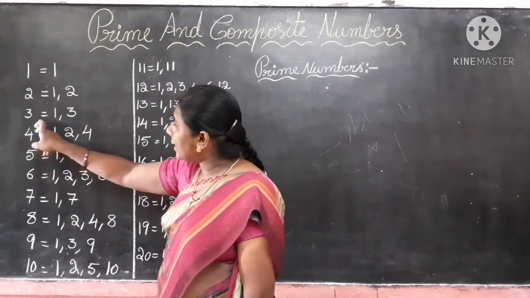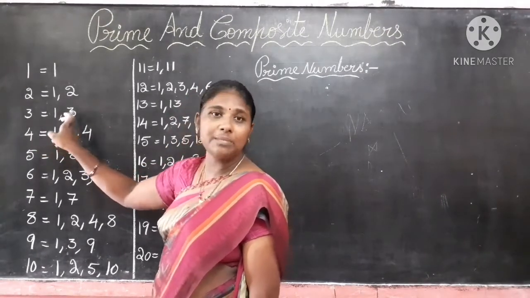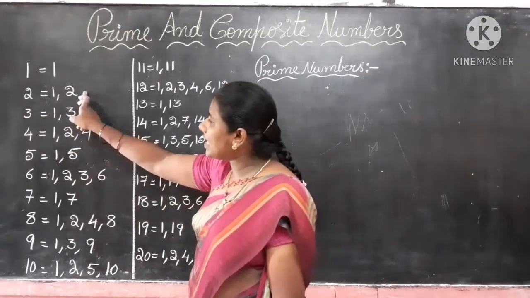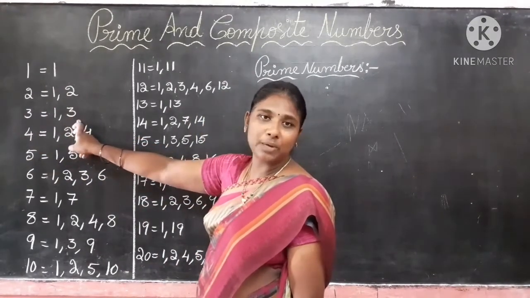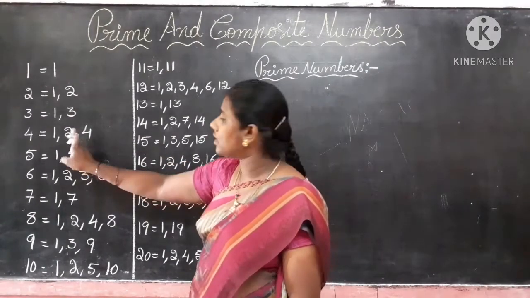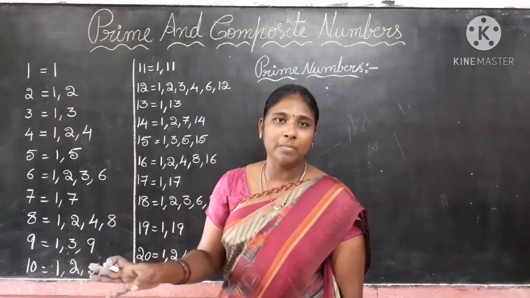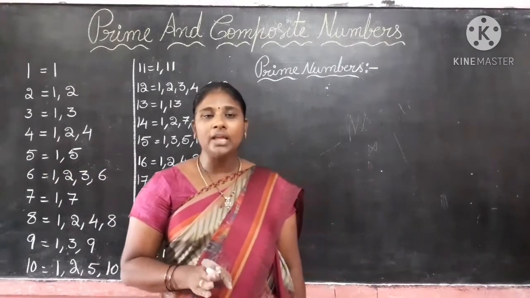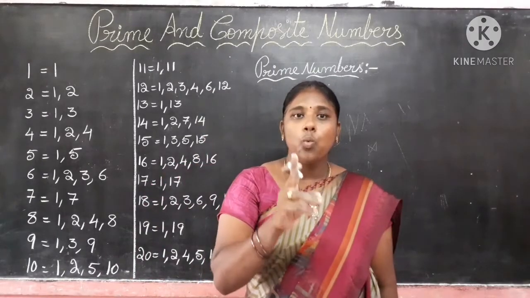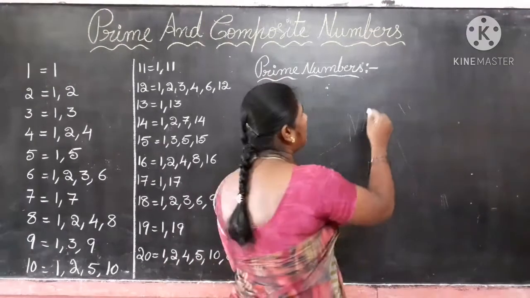Next 3. 3 having 1 as a factor and 3 also a factor. 3 means the number itself. 1 and the number itself. So 2 is a prime number, 3 is also prime number. Next 4. 4 having how many factors? 1, 2, 4. 3 factors is there. So it is not a prime number. What is a prime number? A number having exactly 2 factors, 1 and itself, are called prime numbers.